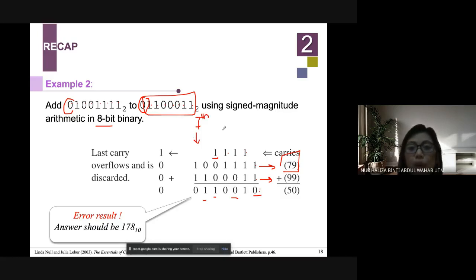Okay. Over here, you can see that you have 1 plus 1. If you have 1 plus 1, you're going to get 10. 0 will be a sum. And of course, another one will be your carry. But when you bring this carry in front, you're going to get 1 over here, which means that your MSB will be negative. But how to do? This is the one that's showing the error. So error result, answer should be 178. So what happened over here?